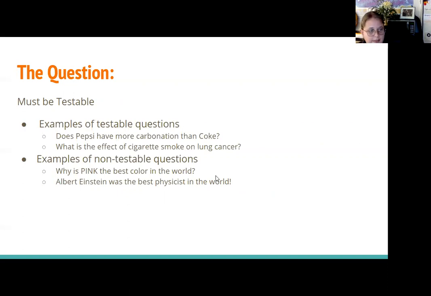Like I said before, it has to be testable. Here's some examples. Pepsi doesn't have more carbonation than Coke. So that's something where we can experiment with Pepsi and Coke and verify and see which one has more carbonation. The effect of cigarette smoke on lung cancer, that's something we could experiment with and get an answer to that question. Things like opinions, pink being the best color in the world, that's not something that we can test. We can't experiment on pink being the best color in the world. So this is not a good question for your research project.